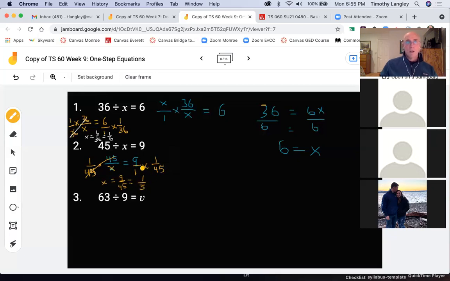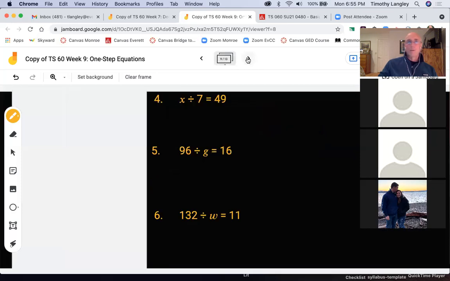All right, that's a number of examples where you have division here, where you turned it into a fraction and then multiplied by the reciprocal, trying to get x by itself. Okay. All right, moving on.